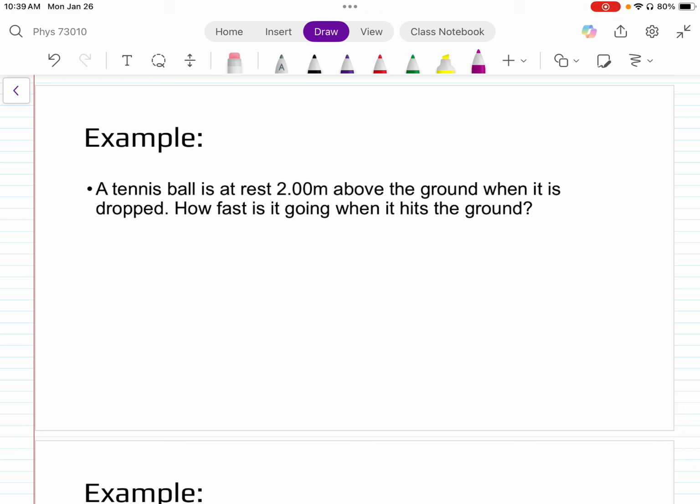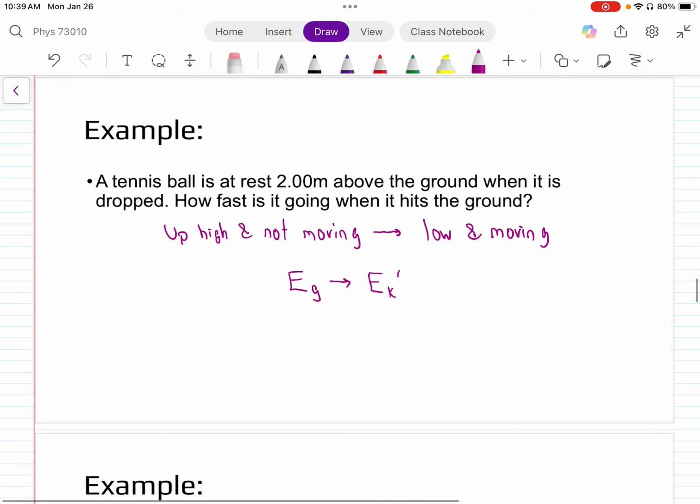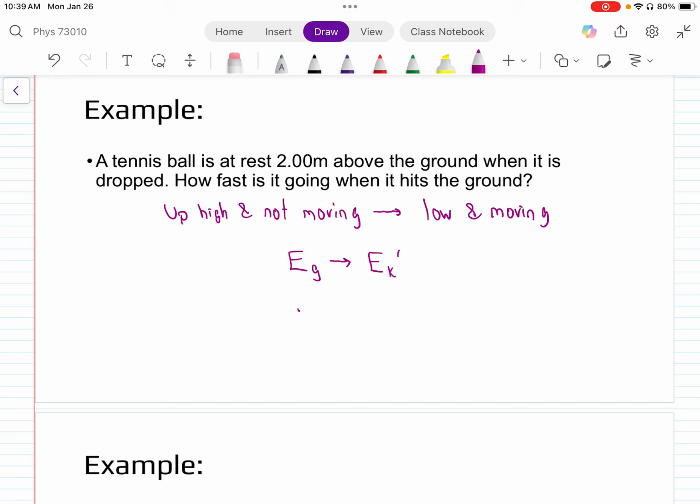It starts off up high and not moving. So that means it starts off with just EG. Later in time, it ends up down low and moving. So that means later in time it ends up with kinetic energy. So exactly what we just talked about, EG into EK. EG is mgh, EK is 1/2 mv squared.